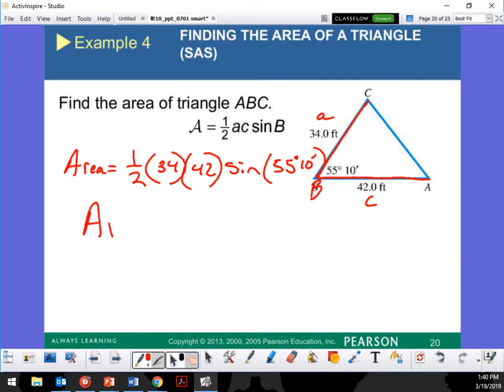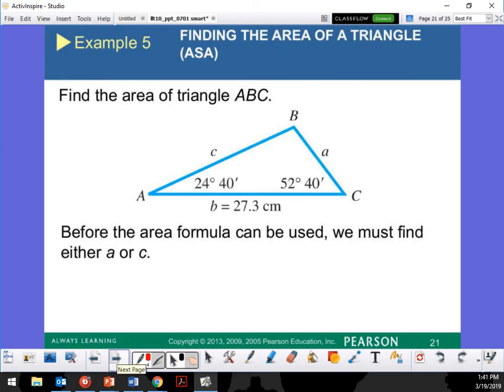Yeah. Area. 586. It's like 0.1, if you round it up. And what are my units? Feet squared, because it's area. Feet squared, because it is area. Super easy, right? Okay, and I believe that's it.